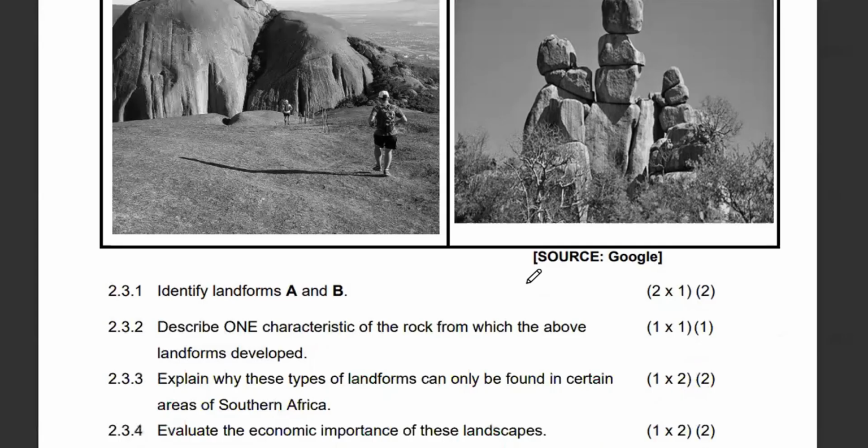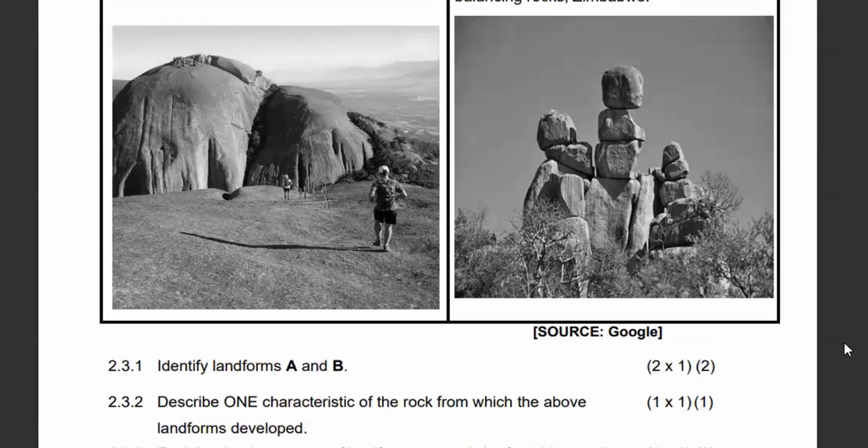Identify landforms A and B. Right, our landform A, this is a granite dome. And these are granitic tors.